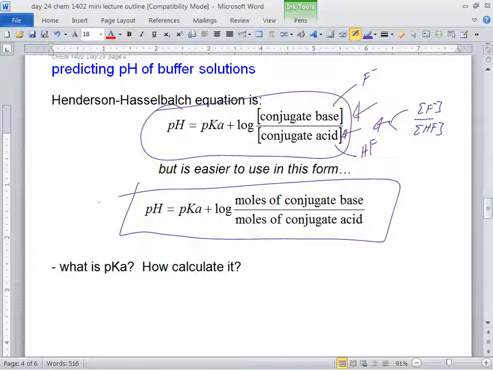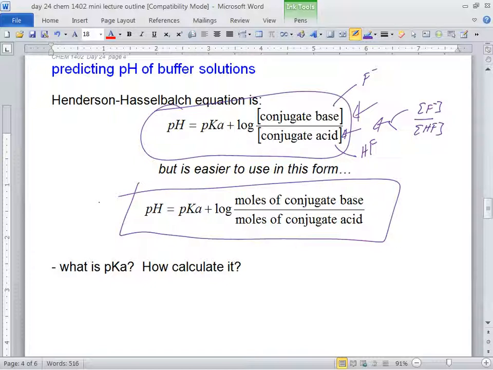We just figure out the moles of the F minus, figure out the moles of the HF, or the conjugate base and conjugate acid, whatever they are in our problem, and divide the two, take the log, add it to a pKa. All right, well, what the heck is pKa? What's Ka? Where do we get these Kas from? They're in the tables, right? So we'd find HF, and we can find its Ka. Let's just find it in the table.